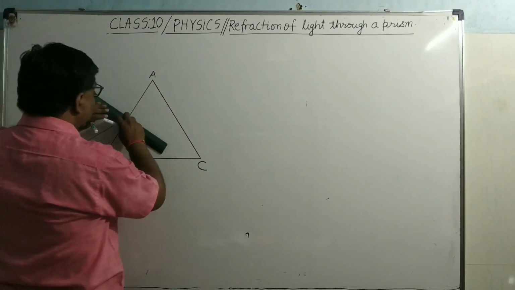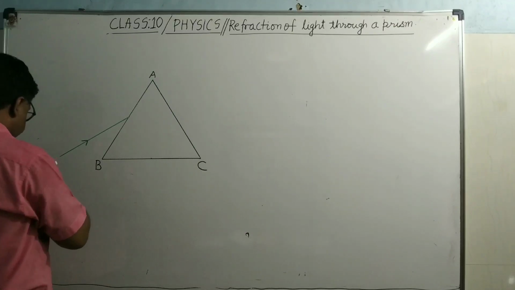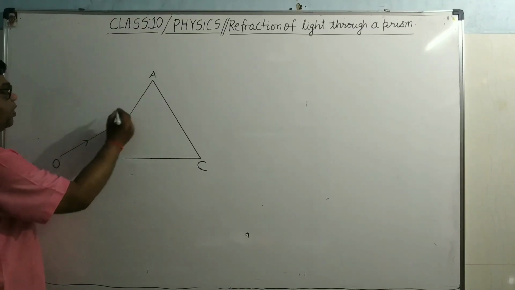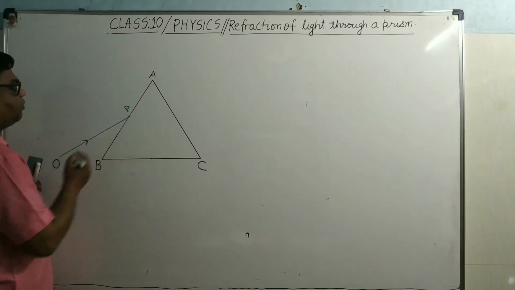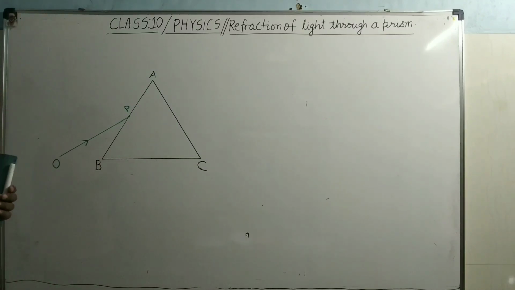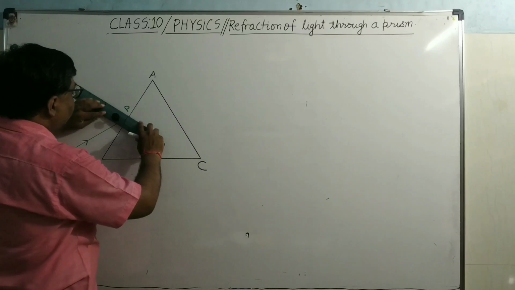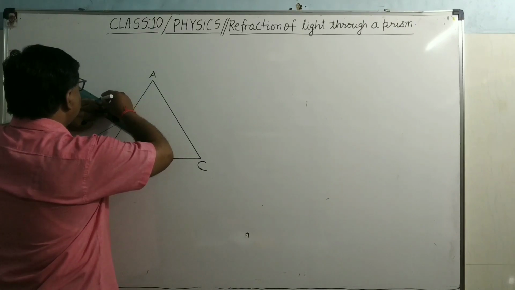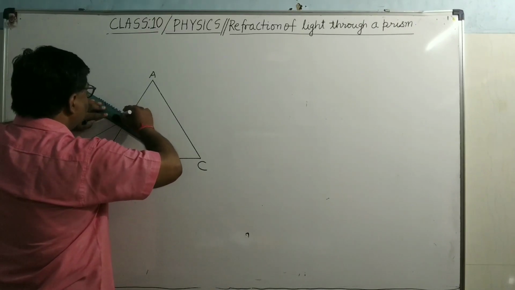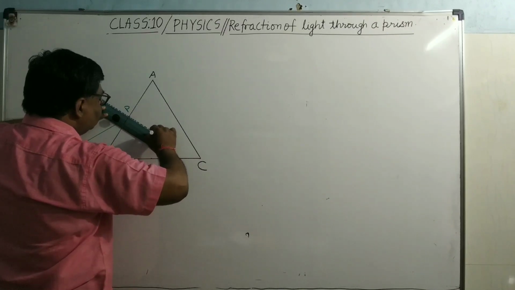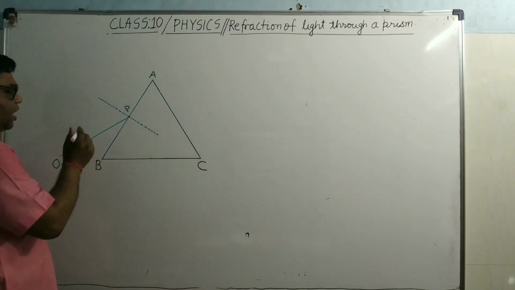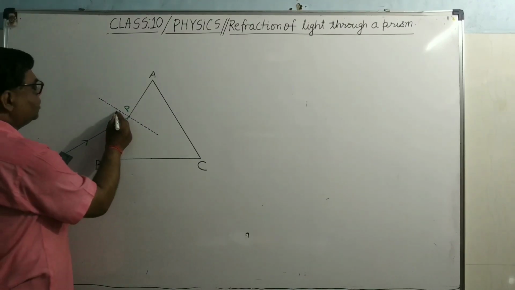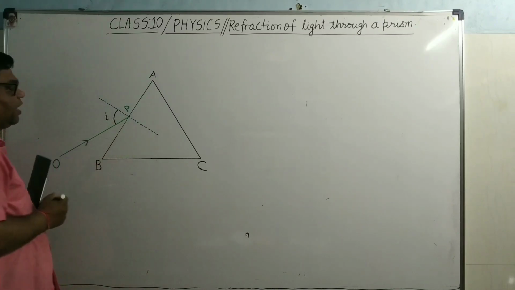What will be the normal here? See here, this is the incident ray OP. You can write here OP. What is the point of incidence? The point of incidence is P. So you draw the normal at the point P, and this will be normal to AB, perpendicular to AB. This is the normal. Here, what is the angle of incidence? If you see, this will be the angle of incidence. This is the angle of incidence i.